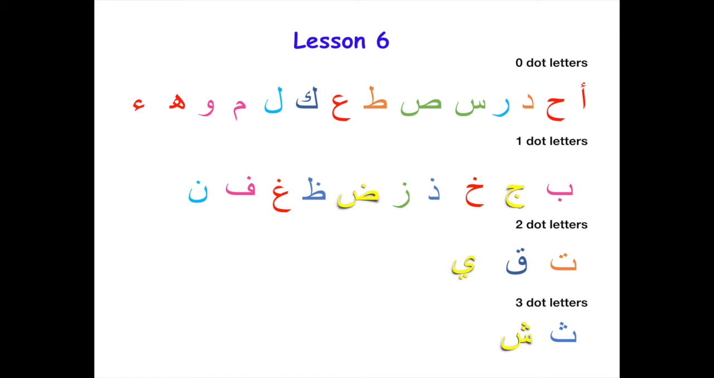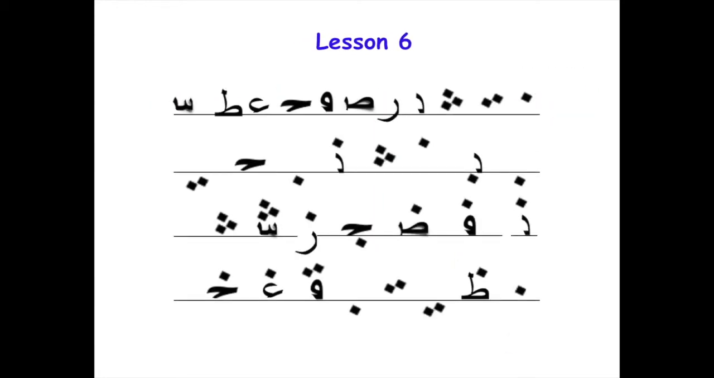And then we looked at how we could recognize them in this sheet here, which again can all be seen in lesson number 6. So 1 dot on the top would be a Noon, 2 dots on top would be a Ta, 3 dots would be a Tha, and so on. Have a look at lesson number 6 to remind yourself of how we can look at the letter and recognize what it is by the number of dots.